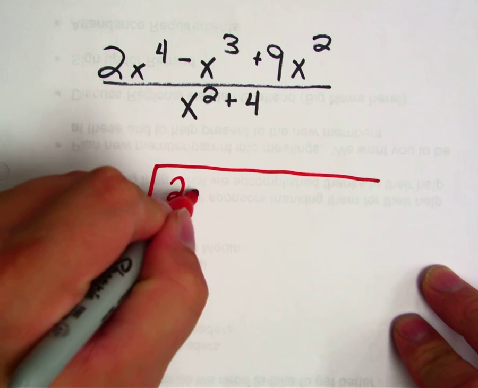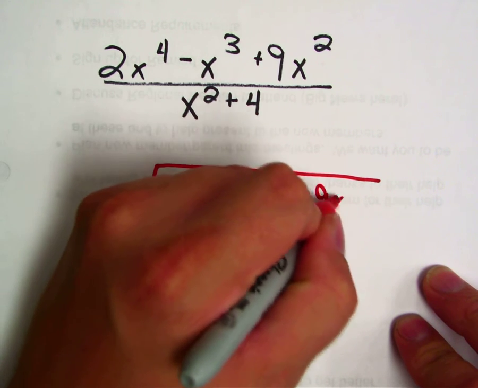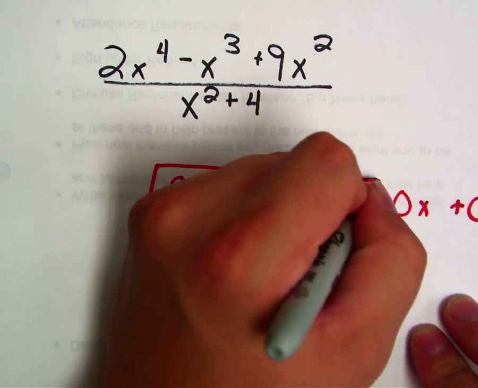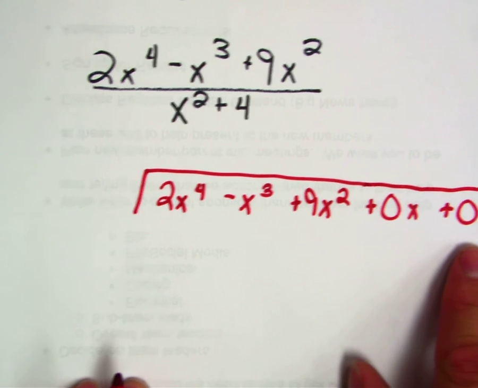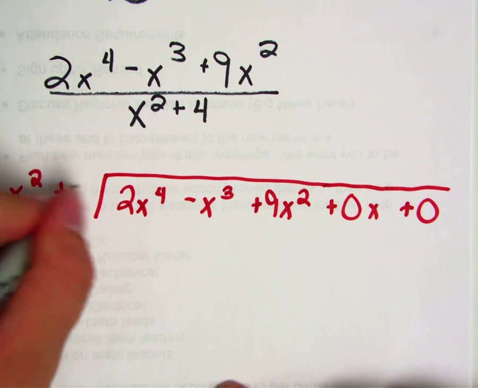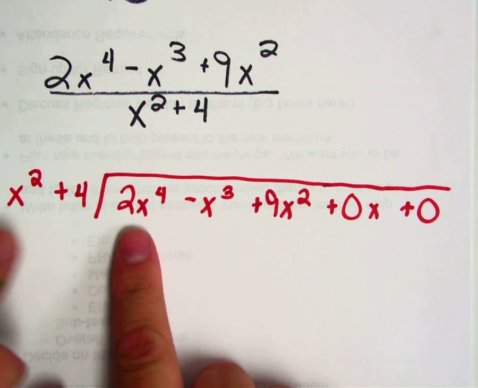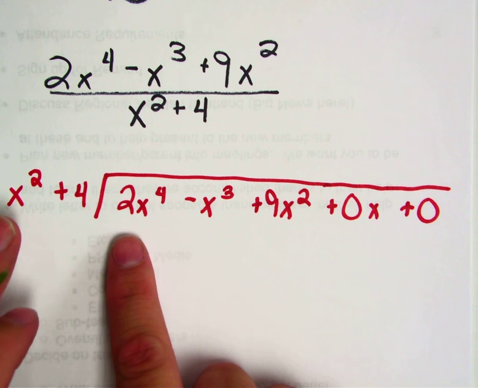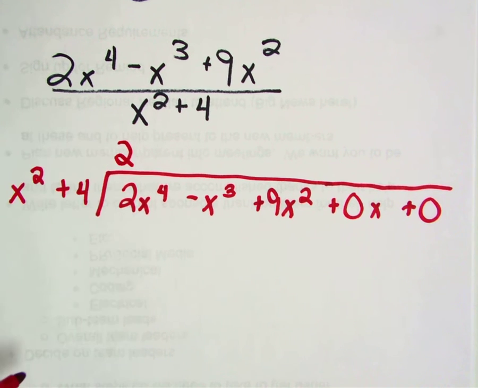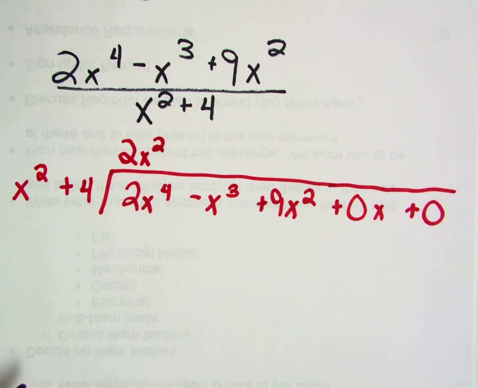So we've got 2x to the fourth minus x to the third plus 9x squared plus 0x plus 0. I don't for sure need those, but I'm going to leave them in there for now. And my divisor is x squared plus 4. So same thing as last time. I'm looking at this first term and I'm going to ask myself, what do I need to multiply by to make x squared 2x to the fourth? And so I'm going to have to multiply by 2 to get the coefficient, and x squared to get it to be x to the fourth.